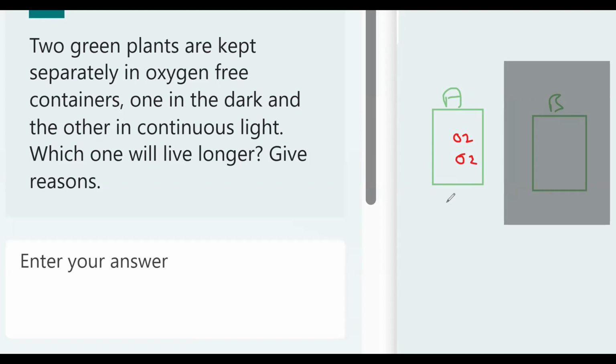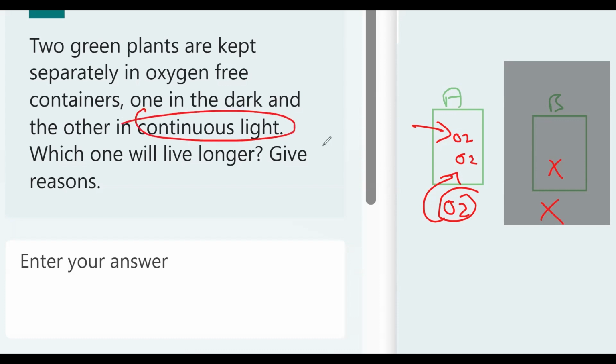will be able to produce oxygen, which is required for respiration, while the other plant will not be able to produce it, as you know, during the process of photosynthesis. This plant will photosynthesize and therefore it will produce the oxygen required for respiration. This will not be able to do so. Therefore, we'll say that plant A, the one kept in continuous light, will live longer.